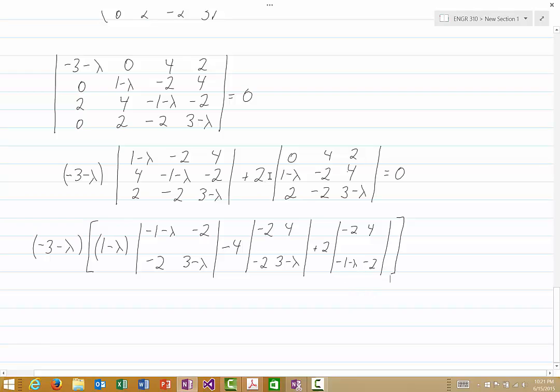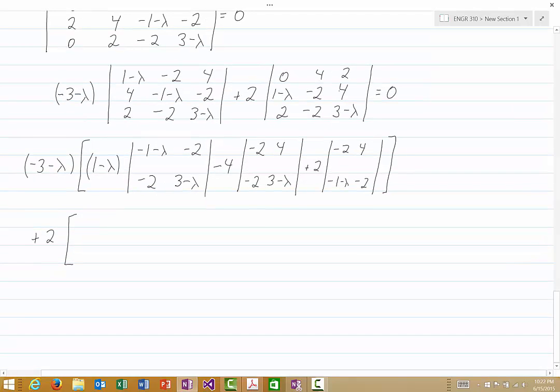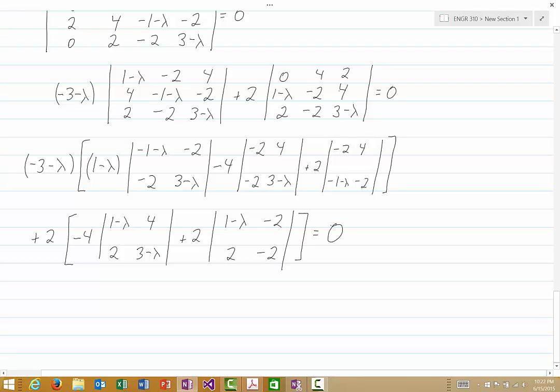And now we need to include this second term. So we have plus 2. And let's evaluate across the first row since we have a 0 in the first row. So when we do that, the first term is this 4. Remember the checkerboard pattern, so it becomes minus 4. So minus 4 times 1 minus lambda, 4, 2, 3 minus lambda. Plus 2 times 1 minus lambda, minus 2, 2, negative 2. And that is equal to 0.